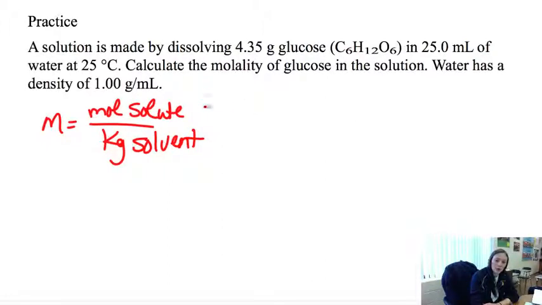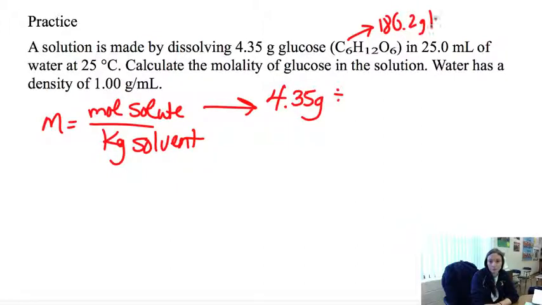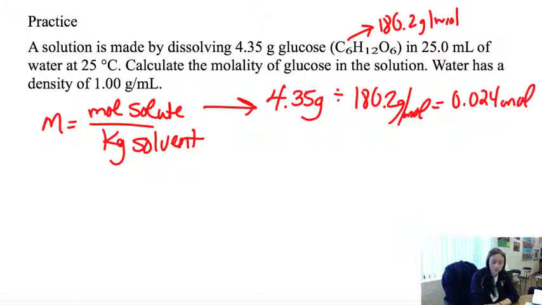So I want my moles of solute. My solute is the 4.5 grams of glucose because that is the smaller amount. I need moles, so I have to divide by my molar mass. You add up 6 C's, 12 H's, 6 O's, and you're going to get 180.2. So I'm going to divide by 180.2. That's going to give me 0.024 moles. Now I need my kilograms of solvent.